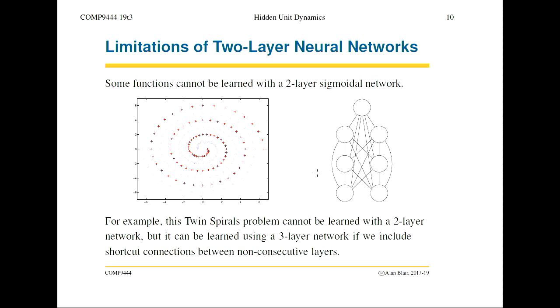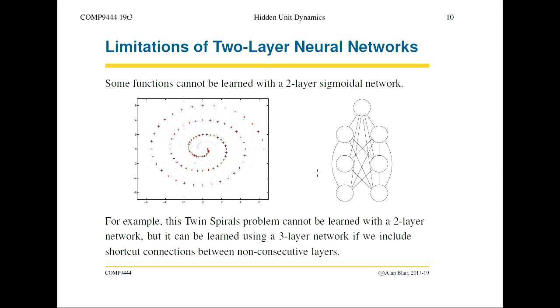This was partly made up as an example of how representations are important, because if you converted this input from Cartesian to radial coordinates, if you changed X and Y to the radius R and the angle theta, then this task would be easy to learn. But neural networks can't see that, right?